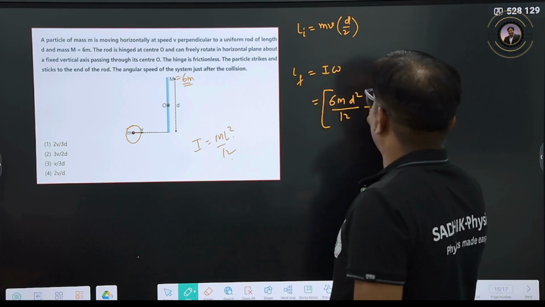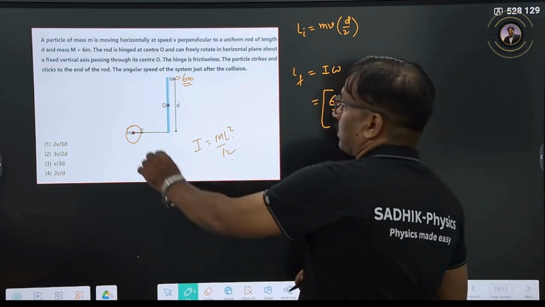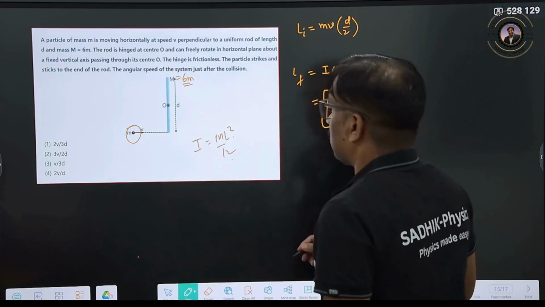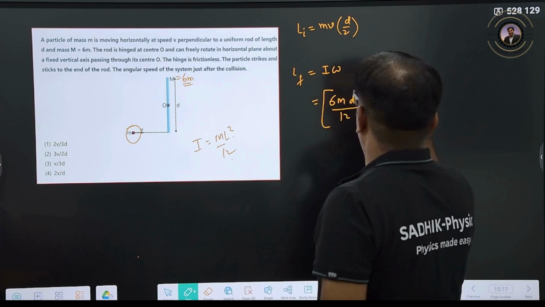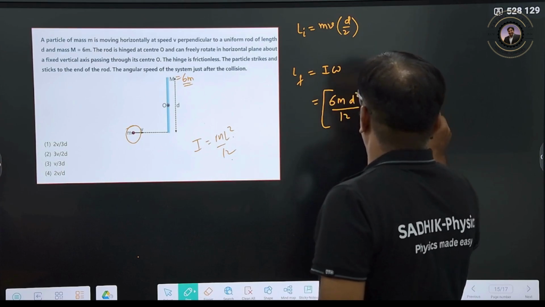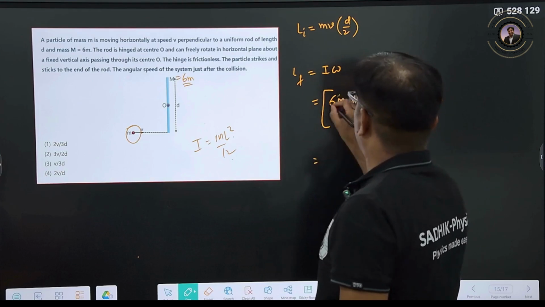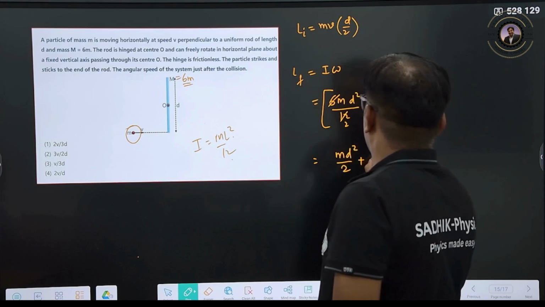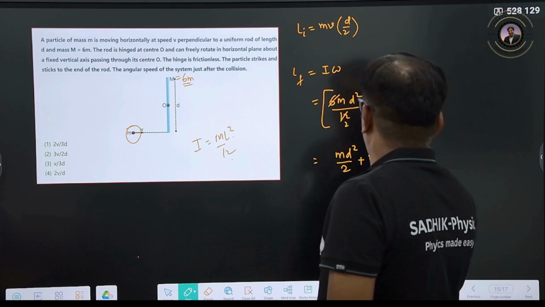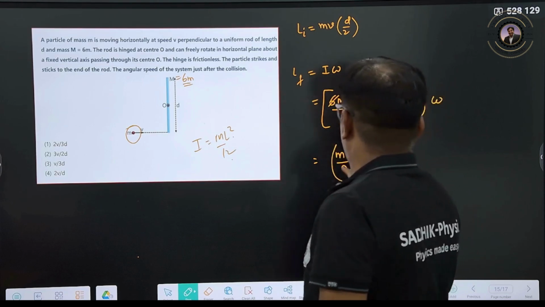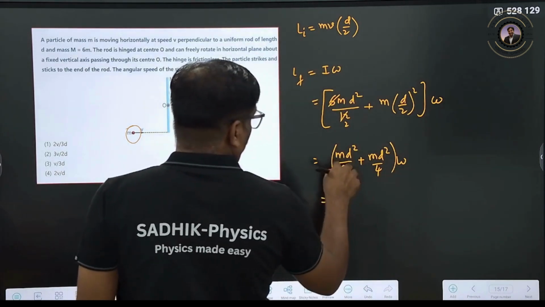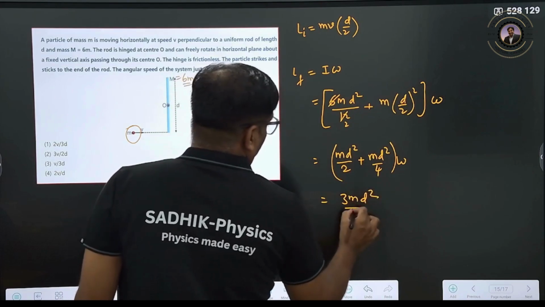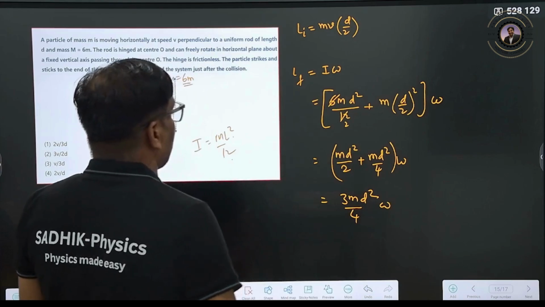Plus, clear, this particle is going and sticking to the rod, so the particle is also rotating about the hinge. So this is m into d by 2 whole square, into omega. So m d square by 2 plus m d square by 4, into omega. It will be 2 plus 1, 3 m d square by 4 into omega. This is your final angular momentum.